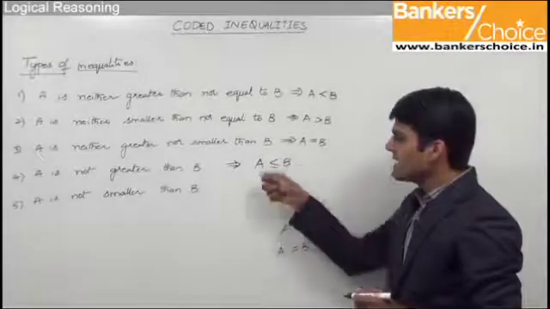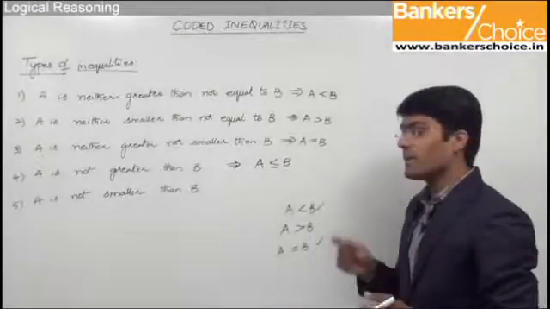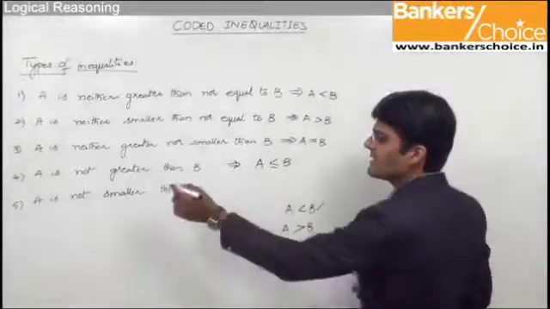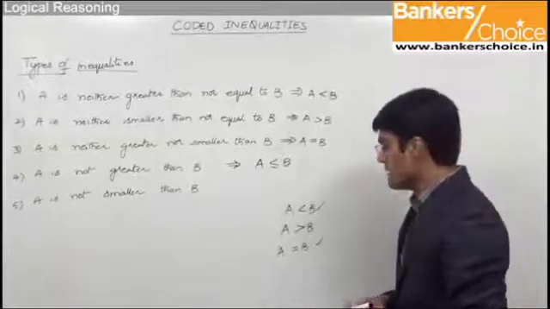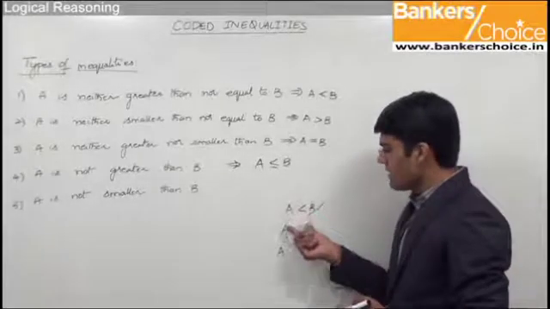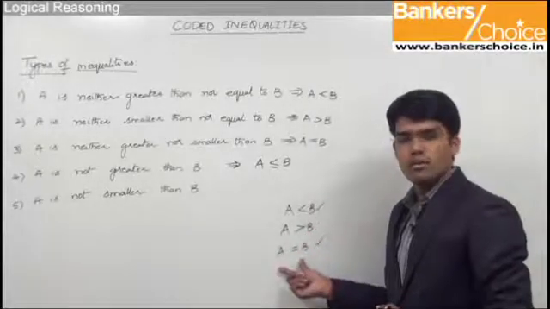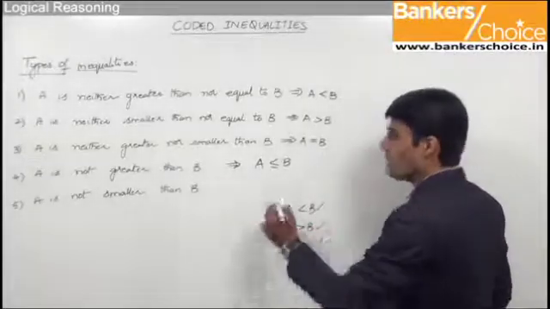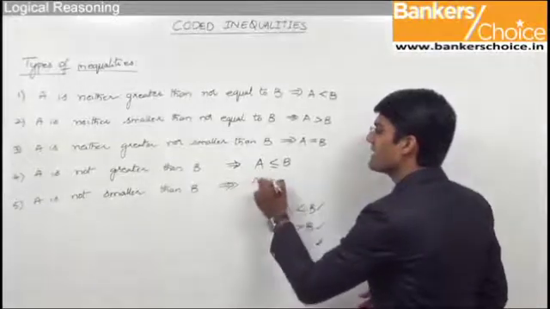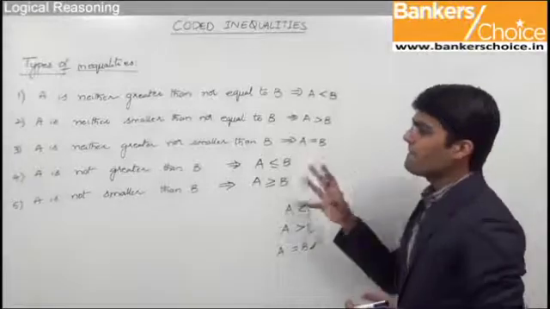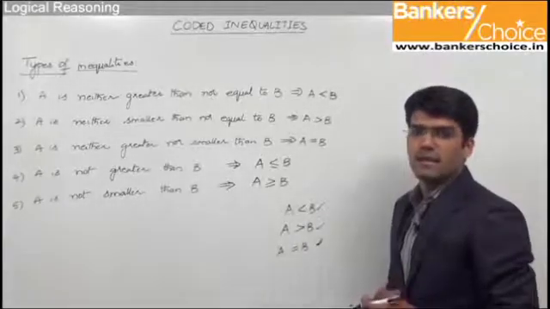So A should either be less than B or it can be equal to B, but it cannot be greater than B. Similarly, in the last case, we see that A is not smaller than B. So when A is not smaller than B, we can have two possible conclusions. That is either A greater than B or A equal to B. So by combining these two now, we can say that A is greater than or equal to B. So these are the five basic types of inequalities that we have.